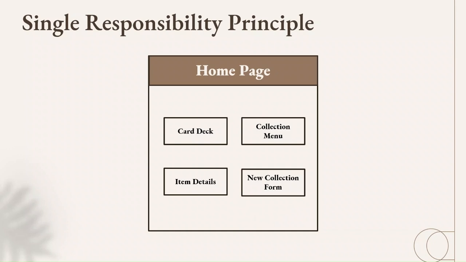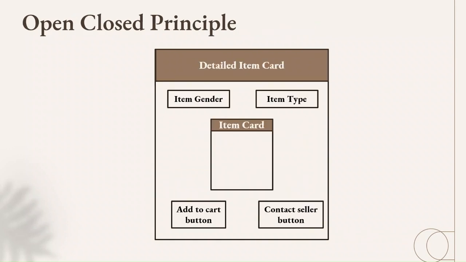For example, our home component is made up of a card deck component, responsible for displaying the cards, the item details component, responsible for displaying the detailed item page, the collection menu, responsible for displaying the collections to add an item into, and the new collection form, responsible for creating a new collection for the item to be added into.